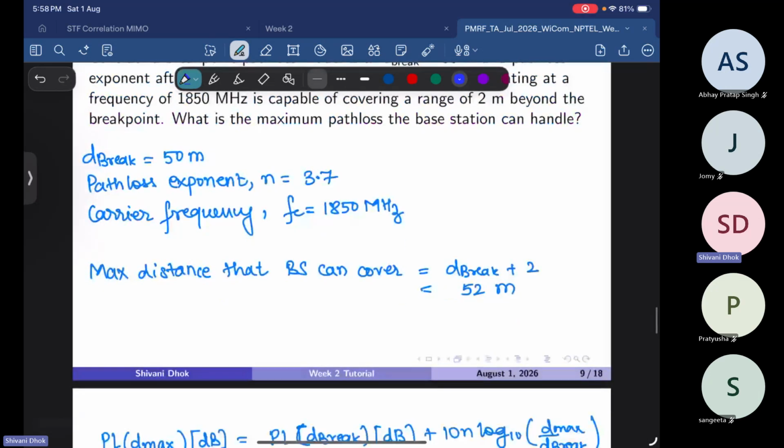Did we find out wavelength? No, but we are given carrier frequency. So how do you get wavelength from carrier frequency? That is c by Fc, where c is the speed of light. So this is 3 into 10 raised to 8 upon 1850 into 10 raised to 6, and if you use calculators, this comes out to be equal to 0.162 meters.